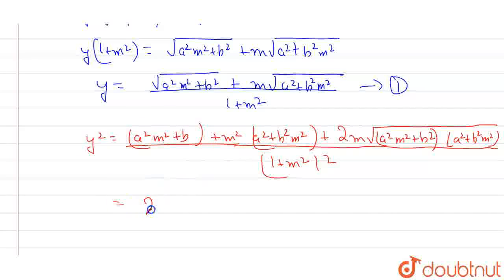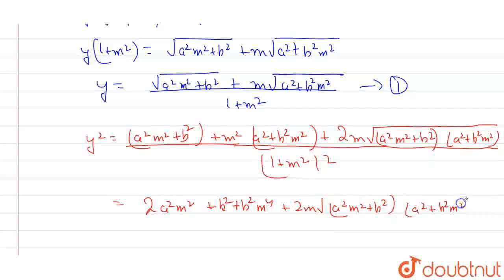So this will become twice of exactly a square m square, and this will be what? Here b square should be there. So this will become what? b square plus b square m to the power 4, right? This is b square m to the power 4, and this will remain as it is, 2m under root of a square m square plus b square, right? And this will be a square plus b square m square.